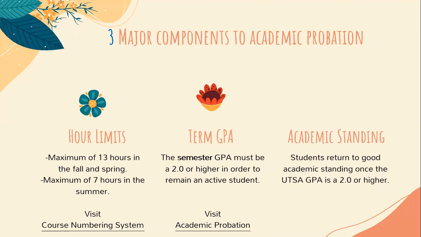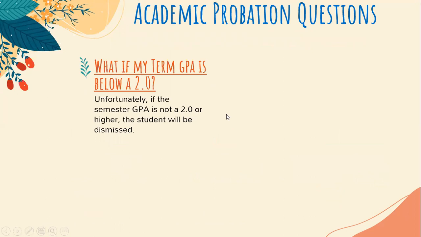So the system will go in and calculate the new UTSA GPA. And if a student is at a 2.0 or higher, then that student will return to good academic standing. If the student is below a 2.0, then that student will remain on academic probation. So what if the term GPA is below a 2.0? Well, unfortunately, at that point, if the semester GPA is not a 2.0 or higher, when a student is on academic probation, that student will be dismissed from UTSA.